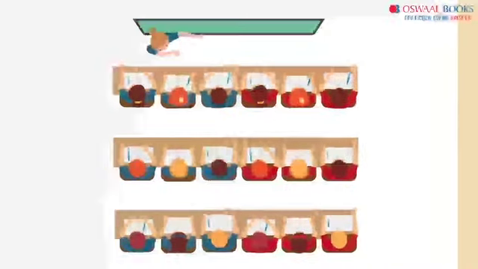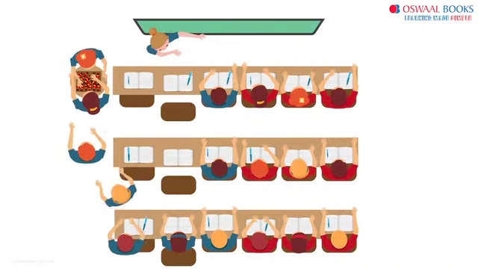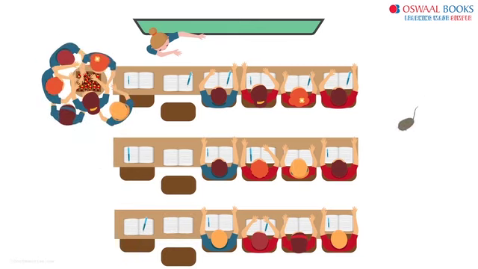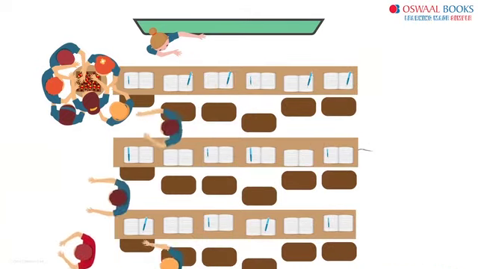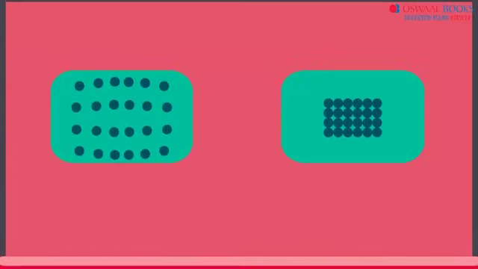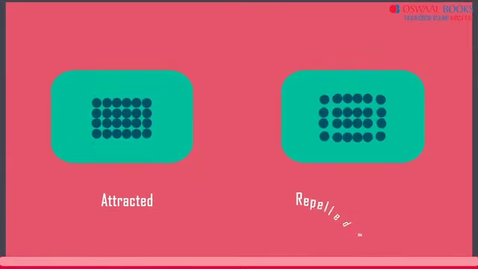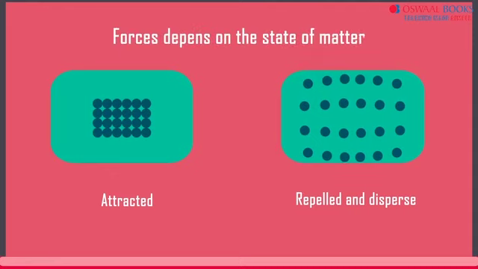Let us look at our students again. If one student spots a box of chocolates, won't they all crowd around it? And what if one spots a rat under a desk? They will all disperse and maybe even run out of the classroom. Well, particles of matter also get attracted to some other particles while at times they are repelled and disperse. These forces actually decide the state and resultant shape of the matter.